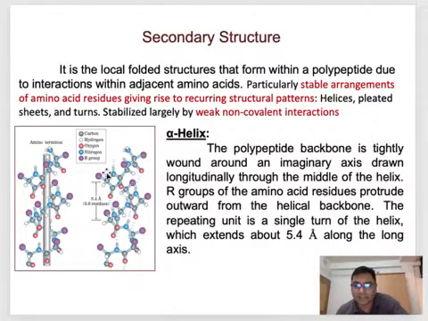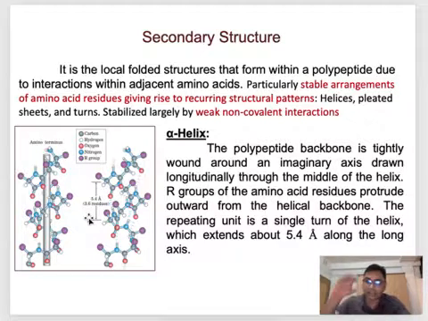And the repeating unit is a single turn of the helix which extends about 5.4 angstrom along the long axis. So I mean every 5.4 angstroms this structure repeats, this unit repeats.